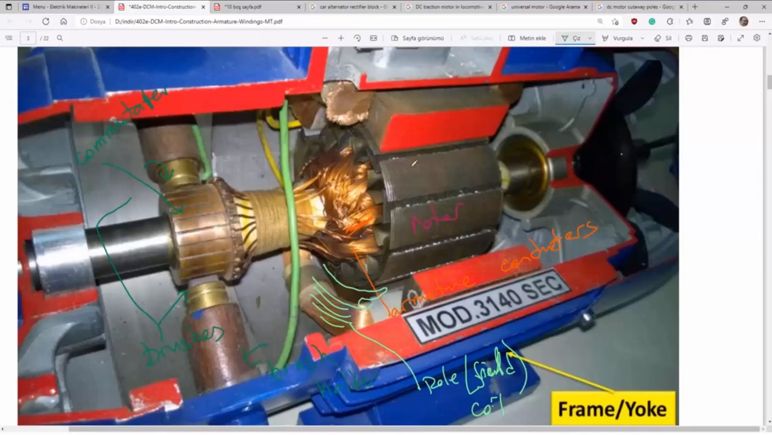Here's another part, but it is not very clear. But you see pole coils or conductors, pole or field. As you see, the main magnetic field is produced in the stator. It is just the opposite of a synchronous machine.